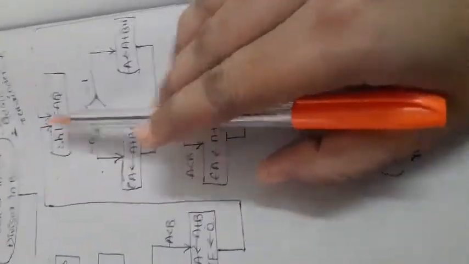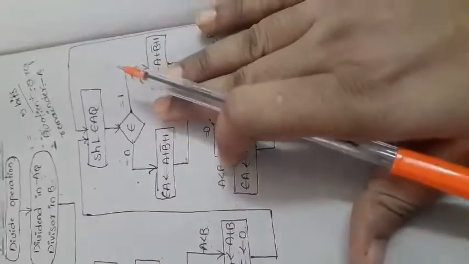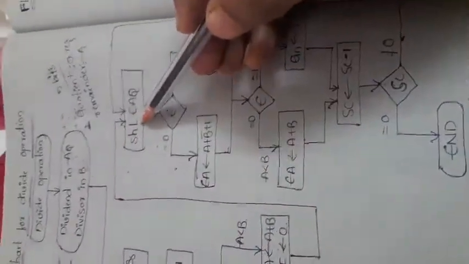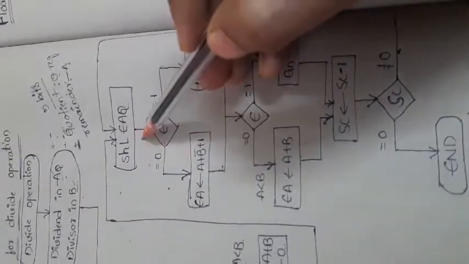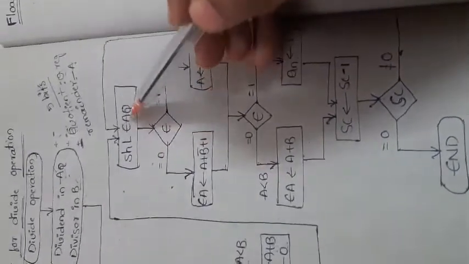If there is no overflow, then we can perform the division operation. So what will we do here? The logic for the division operation is very simple. Whenever there is no overflow, we go with the shift left operation. First we perform the shift left operation on EAQ.